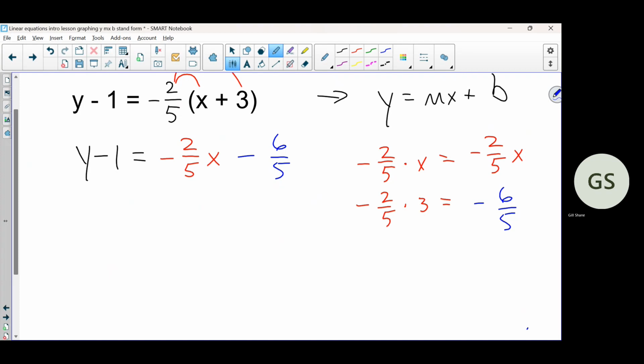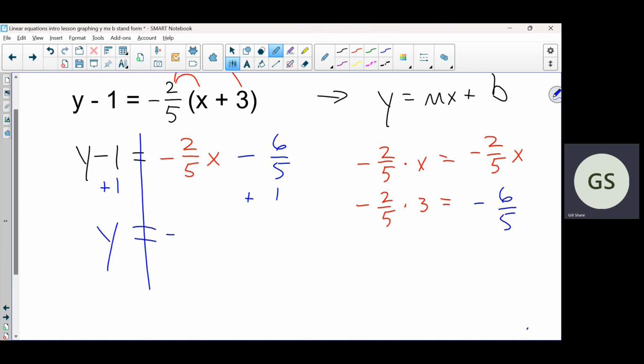Well, almost, this last step. How do we get rid of subtract 1? Opposite. Remember, opposite, opposite, opposite. If I do +1 there, then, so now in your calculators, here's more calculator practice. On this side, you also add +1. So in your calculators, do -6/5 +1. So +1 just gives me y. Now I have y by itself over here. The -2/5 x doesn't change.